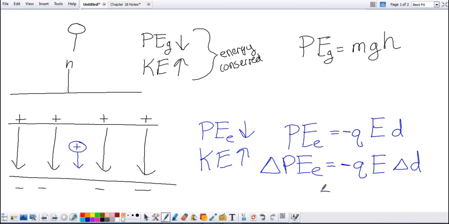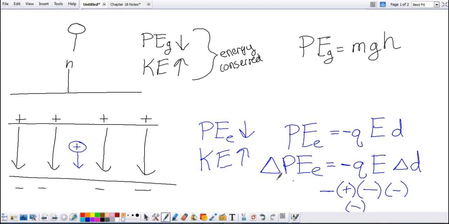If it's a positive charge, then the Q would be a positive number. The electrical field is pointing down in this picture, so that would be a negative, okay? And the distance it would move downward, that would be a negative, okay? So we're going to get a negative times a positive times a negative times a negative, which would be overall a negative number. If you want the change in something, if it's negative, that means it was decreasing.